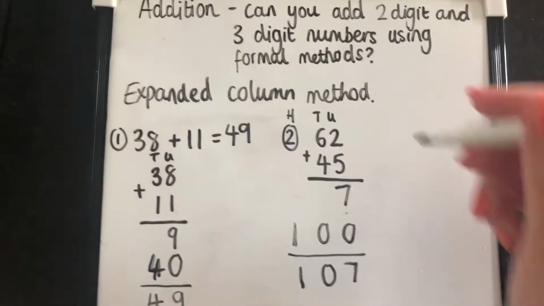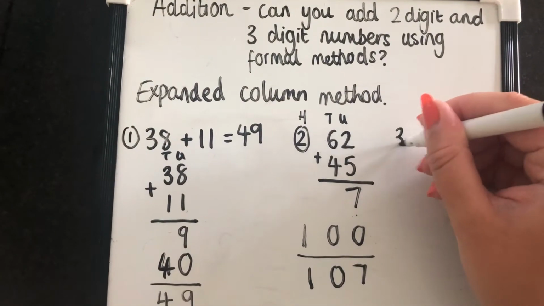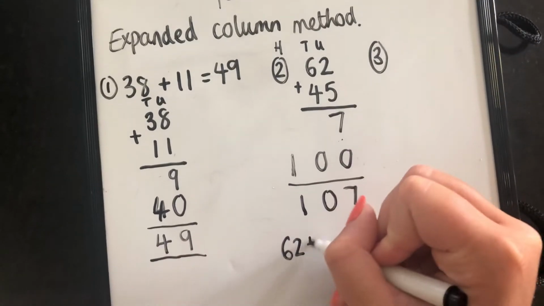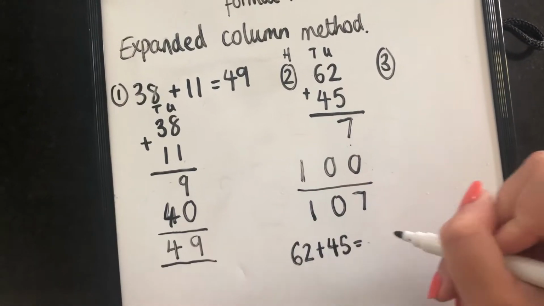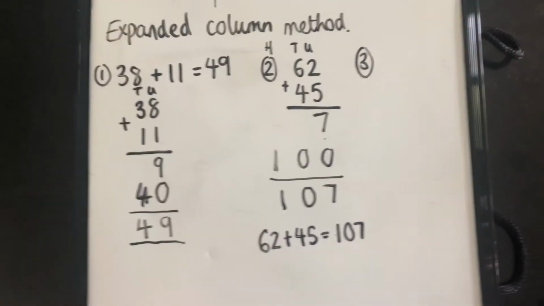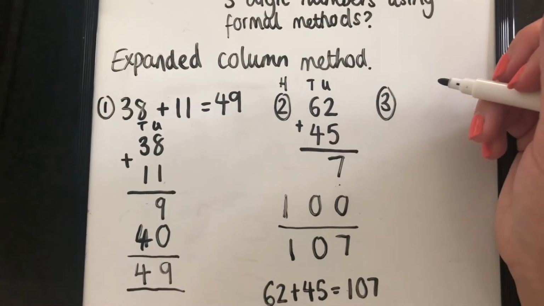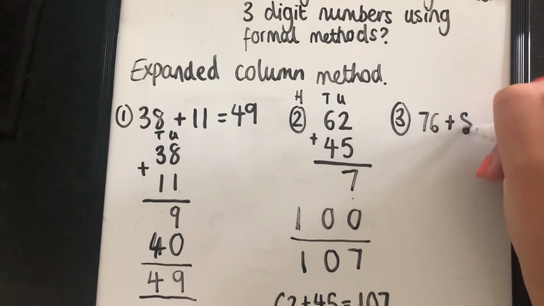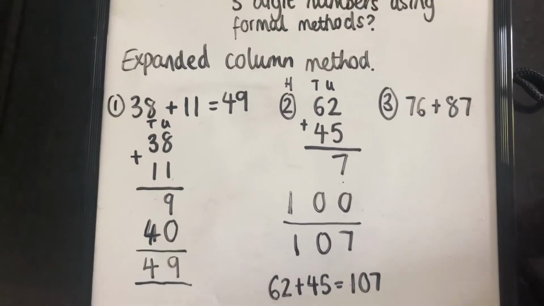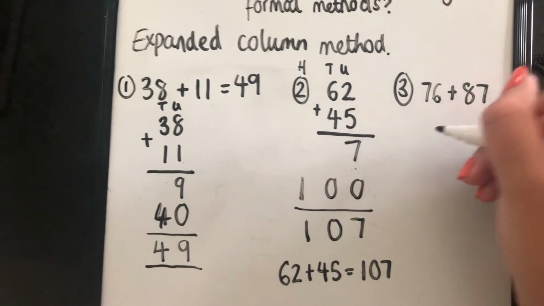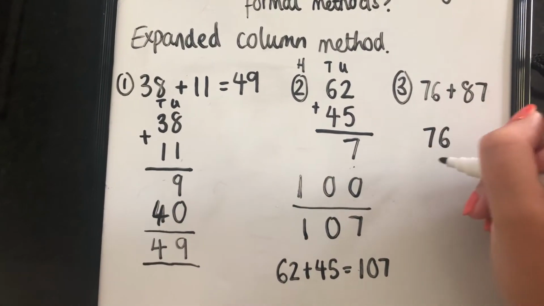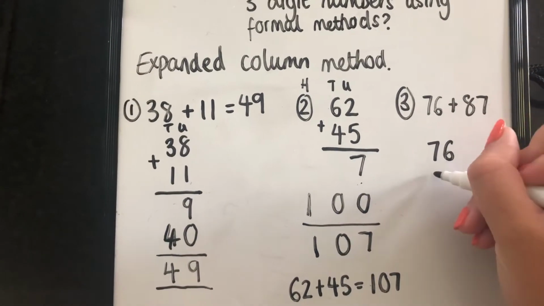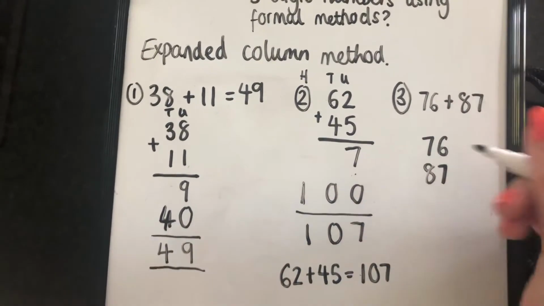Okay, let's try one more then. So we had 62 add 45 was 107. Forgot to write the number sentence on that one. Let's try this one. 76 add 87. Okay, so remember we put them underneath one another. So 76. And remember with addition, it doesn't matter which way we put the numbers. So 87 could go on top or it could go on the bottom.